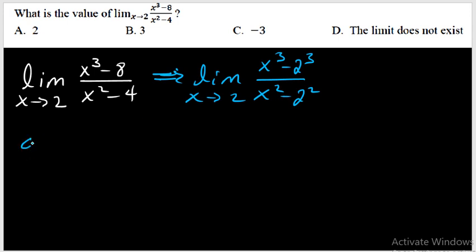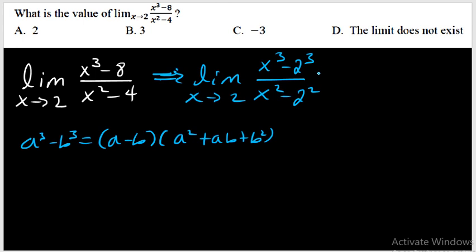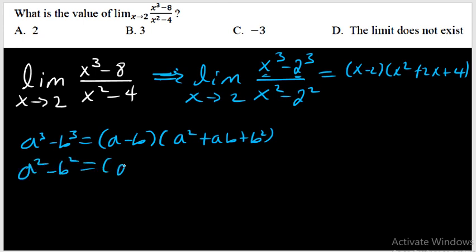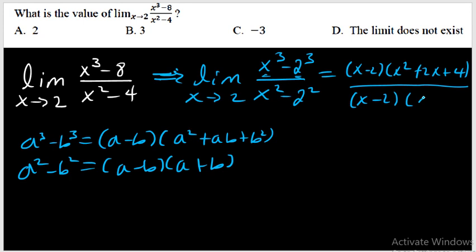Let us recall a cubed minus b cubed is the same as a minus b times (a squared plus ab plus b squared). So when you factorize the upper part, it will be x minus 2, then x squared plus 2x plus 4. If you consider the x and the 2 as a and b, it will be expanded in this way. For the denominator part, recall again a squared minus b squared, which is (a minus b) times (a plus b). So when you factorize the denominator, it will be x minus 2 times x plus 2.